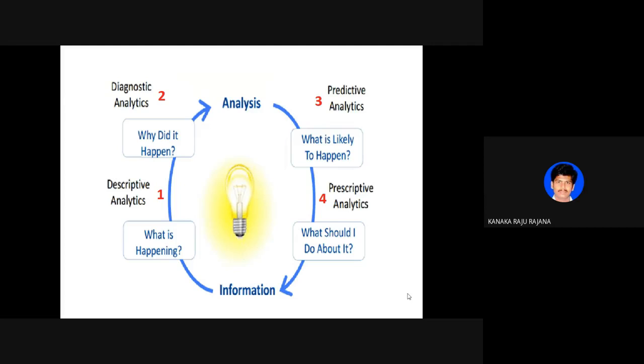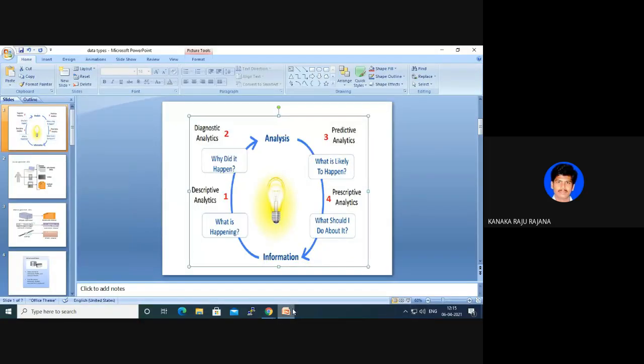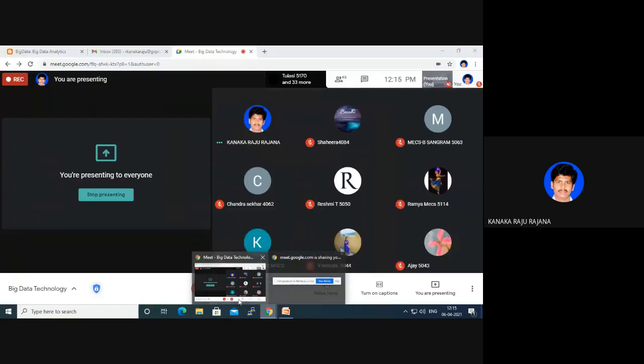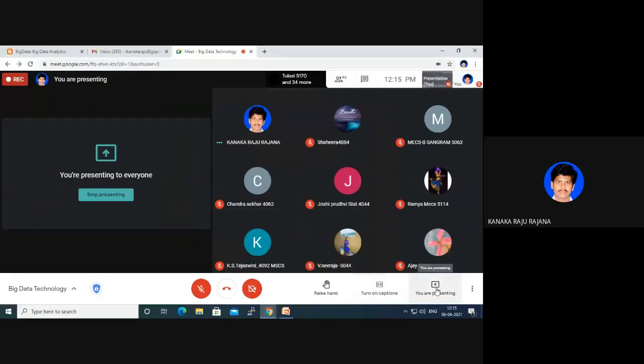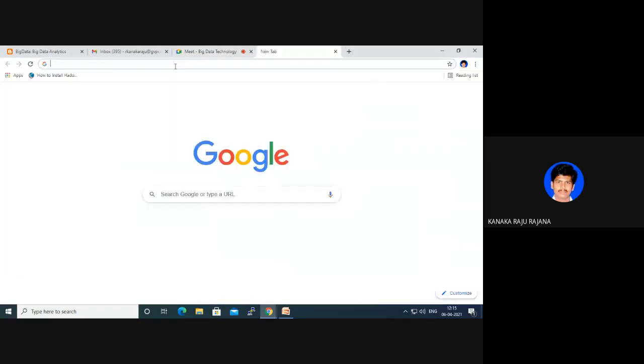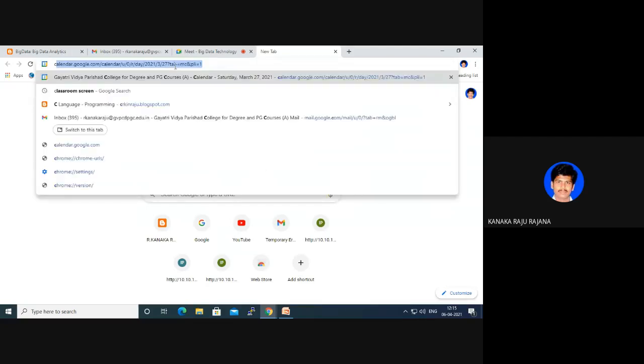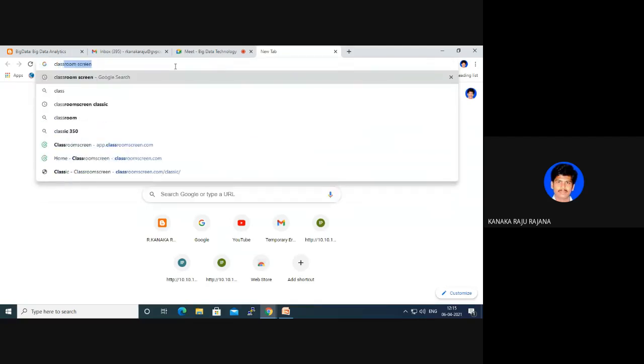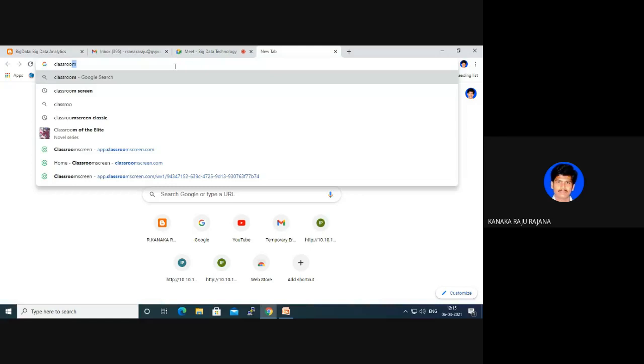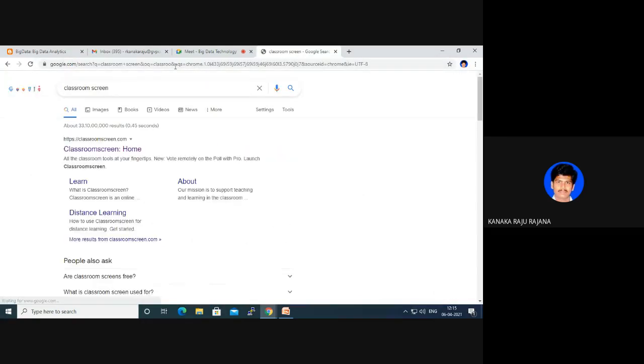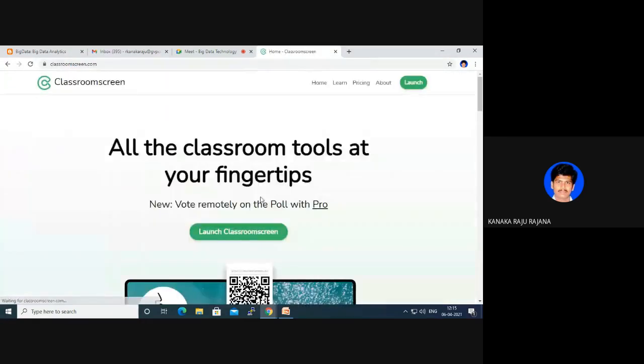If you see a simple example to illustrate all these four, let me share the classroom board. Now, I'm going to share my classroom board, so on the screen.